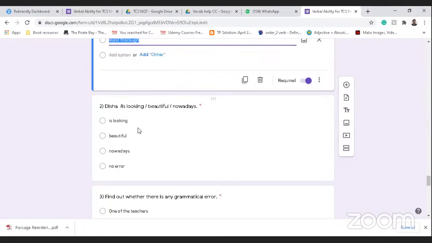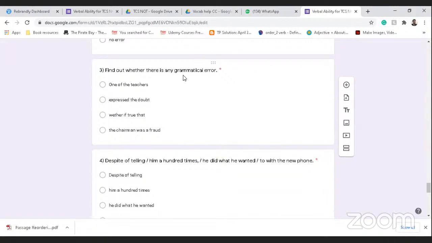Okay. Find out whether there's any grammatical error in these 4 phrases that I used. One of the teachers expressed the doubt whether if true that the chairman was a fraud. There are 2 mistakes actually in the same area. Can anyone spot the mistakes? Where is the mistake? One is a spelling mistake, what is the other?